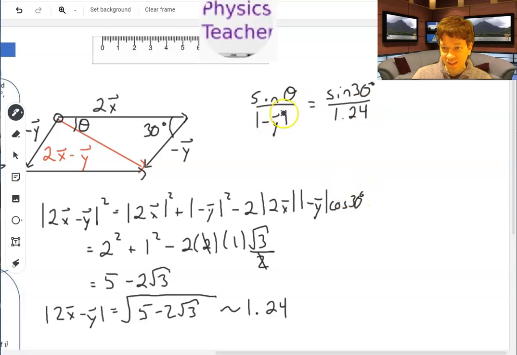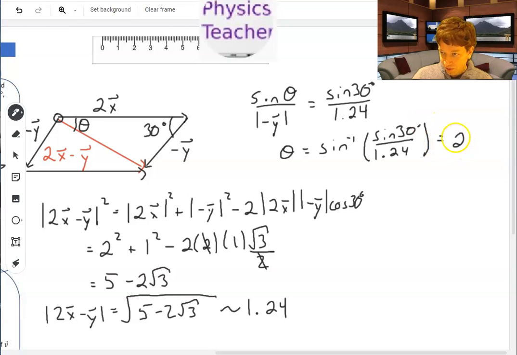Okay, rearranging, well, this is just 1, so we're just left with sine theta equals sine 30 over 1.24. So theta is the inverse sine of the sine of 30 over 1.24, which is about 24 degrees. So what we can say then is it is 24 degrees rotated clockwise from 2x. That's how we would identify that, because we're not using a compass coordinate here.